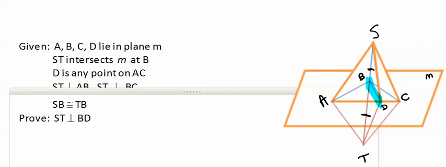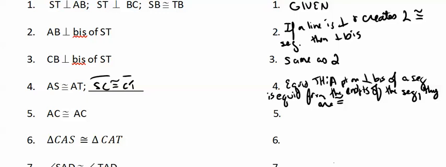Now, knowing that we have perpendicular bisectors and knowing the equidistance theorem, we can say that AS is congruent to AT, and we can also say that SC is congruent to CT, again based on the equidistance theorem of a perpendicular bisector. A point on the perpendicular bisector of a segment is equidistant from the endpoints of that segment. Then they are congruent.